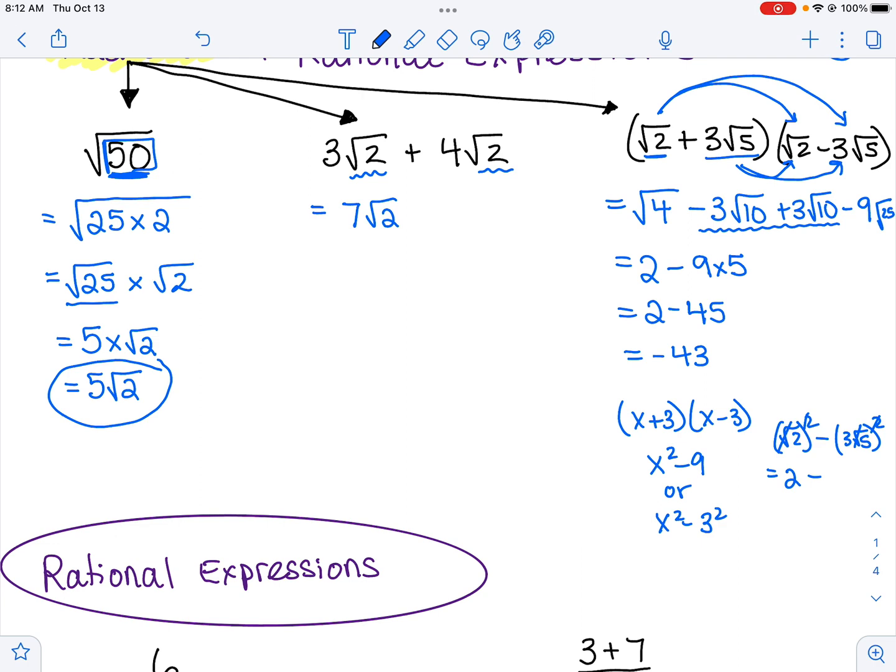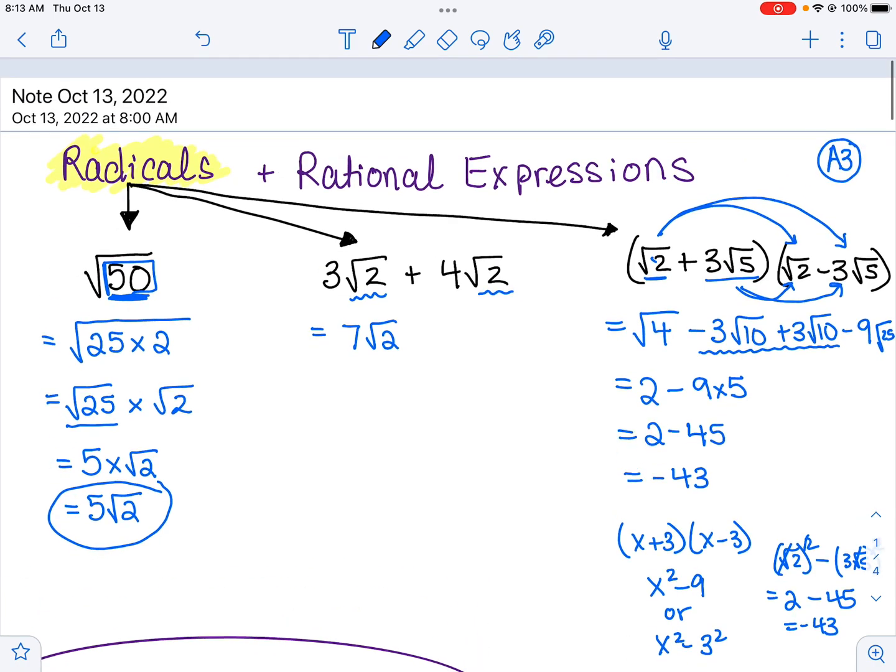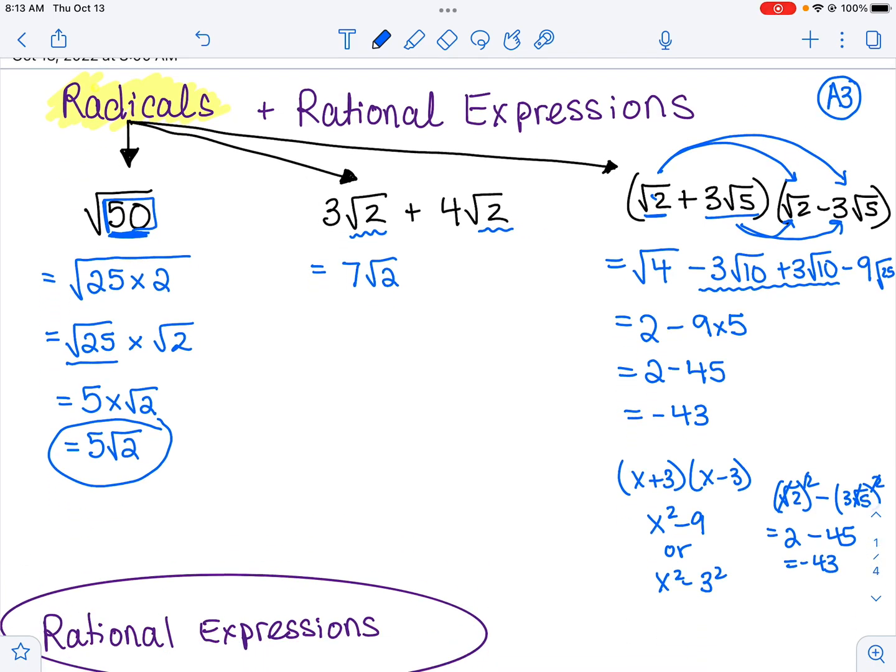So 9 times 5, so 45, so negative 43. So you could expand that one pretty quickly if you know the difference of squares algorithm. Okay, so that's radicals. That's what we learned about radicals.